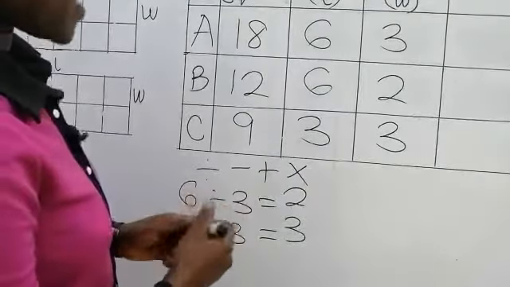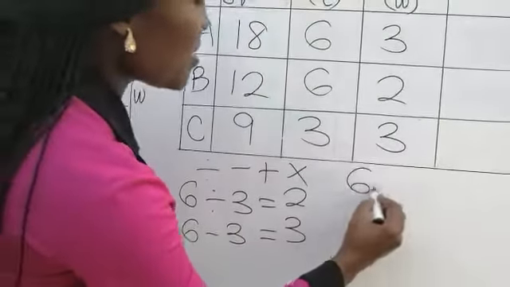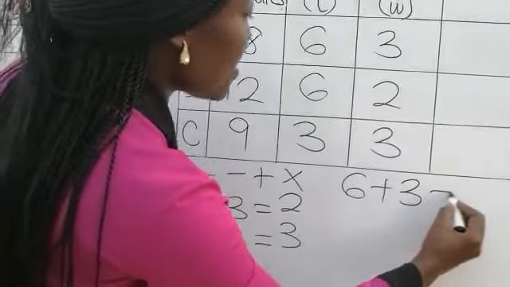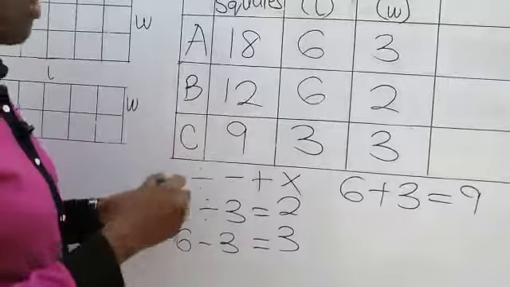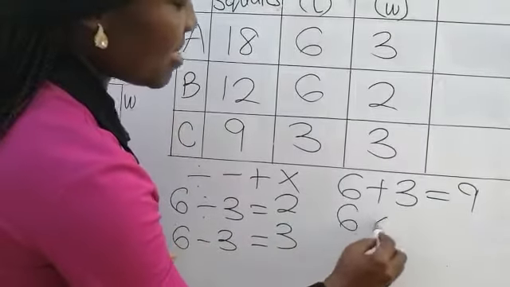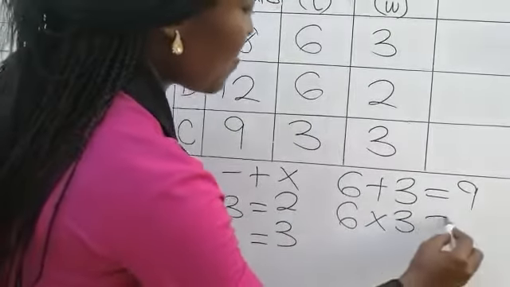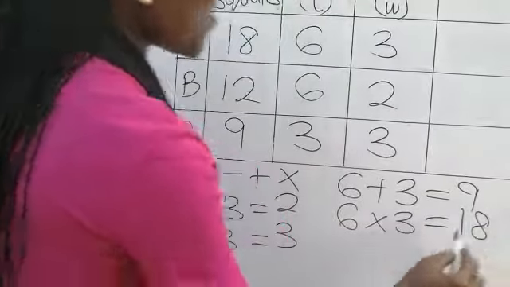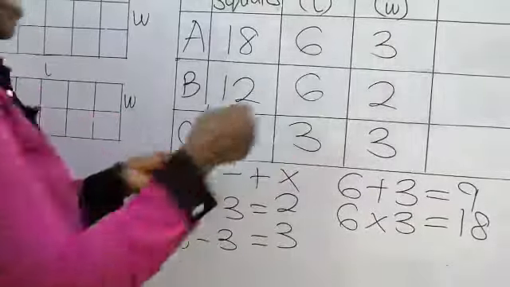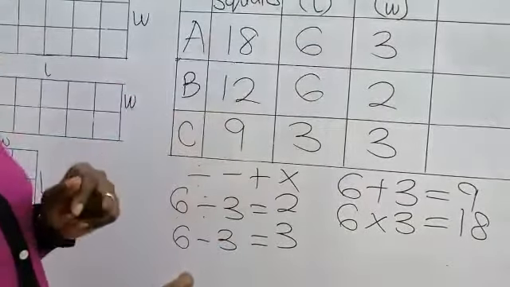Let's come to addition. So 6 plus 3 gives us 9. Okay, that also didn't work. Finally, to multiplication. 6 times 3. What is the answer there? 18. Good. Meaning that multiplication has worked for shape A.